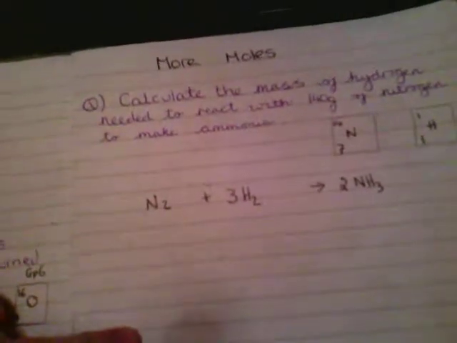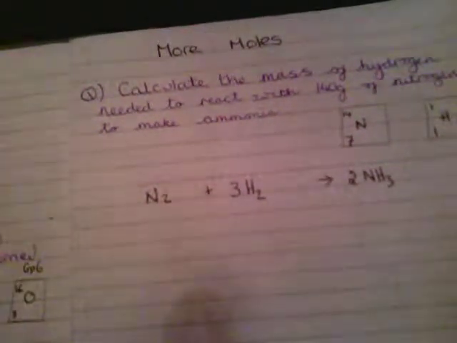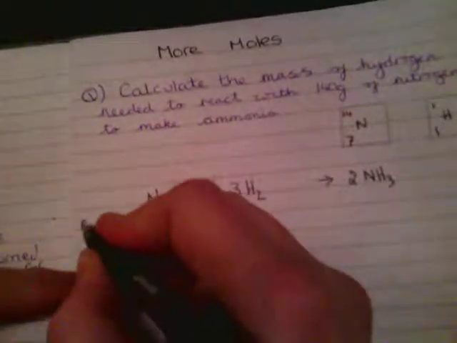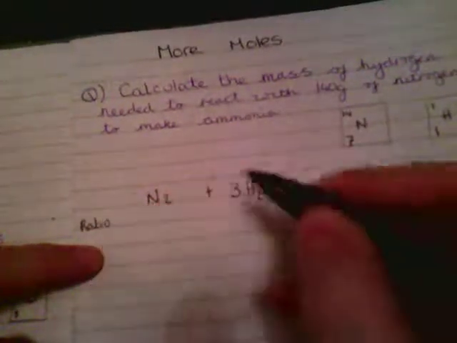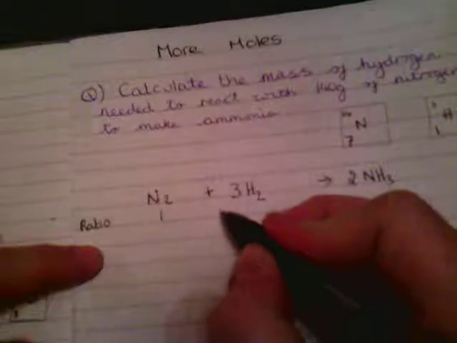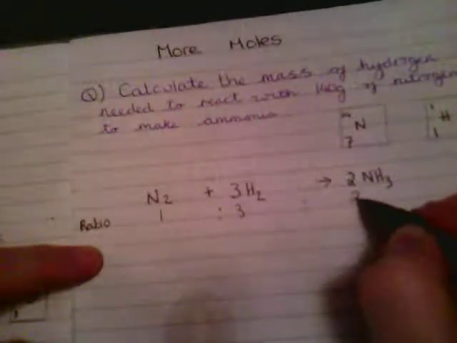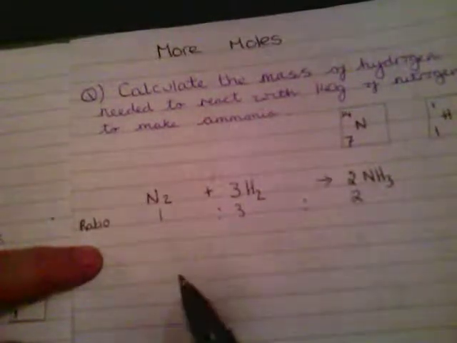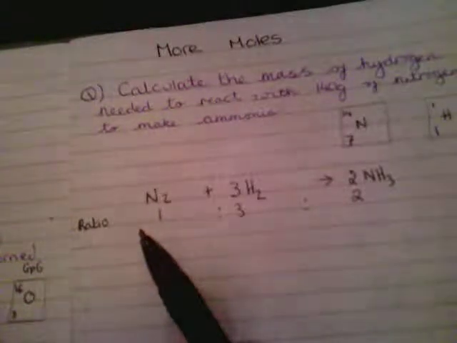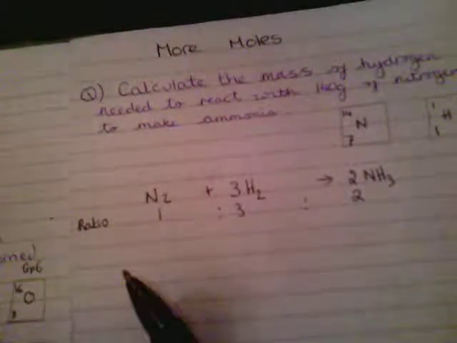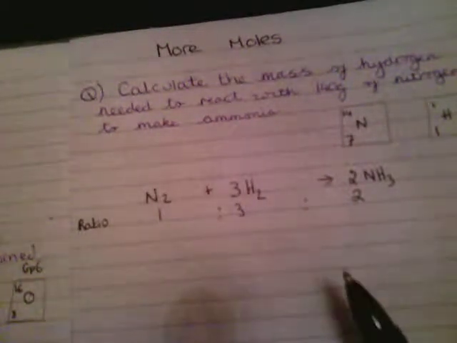Okay, so I've got my equation. My next thing I look at is the ratios. And they're reacting in a 1 to 3 to 2 ratio. That means that if I had 1 mole of nitrogen, it would need to react with 3 moles of hydrogen to make 2 moles of ammonia.